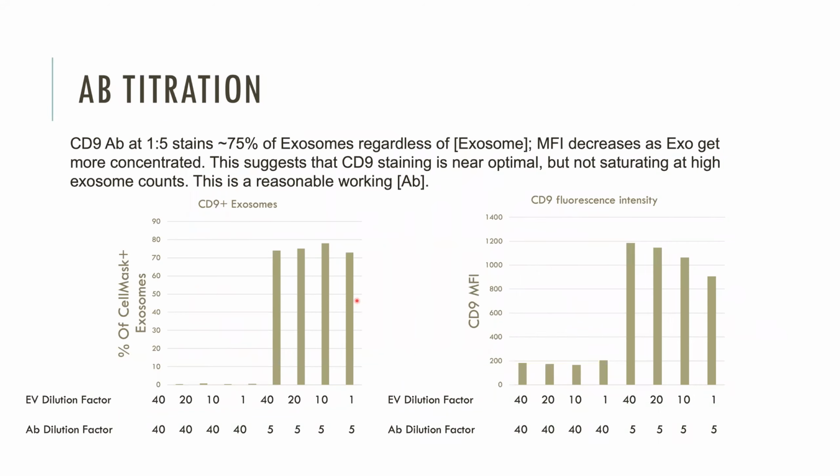So this is, again, the same data set where we're getting CD9 positive exosomes that are consistent in terms of the percentage that they make up out of the total EV population. And when we look at the intensity, with the higher concentration, we were able to get an intensity that was proportional to the EV dilution factor. Whereas with the lower concentration, it was flat all the way across and probably not saturating. So this 1 to 40 concentration, or 1 to 5 concentration that I show you here, is what we ended up working with for the CD9 antibody.